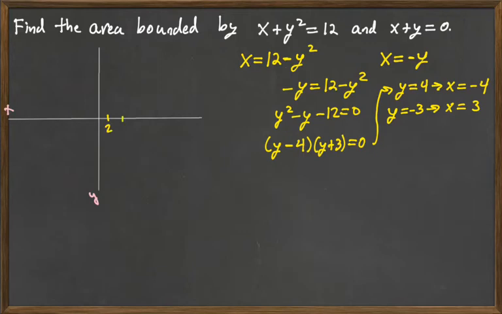Okay, so now we just need to go ahead and graph it. Probably an appropriate scale on the x-axis, since we are going all the way out to 12, going by 2s would be fine, okay? All right, so when y is 0, x is going to be 12, okay?